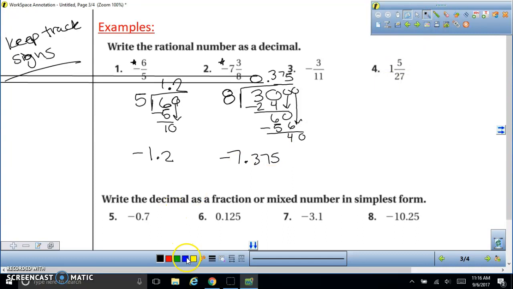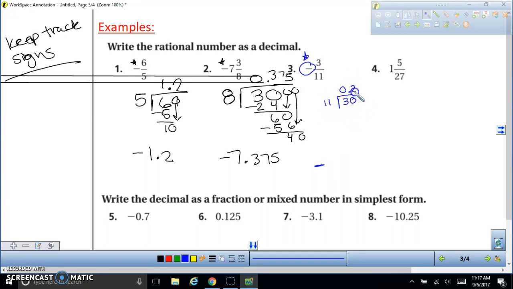Let me change colors. All right, problem number 3. Our answer is going to be negative, so make sure it's negative at the answer. Super important. That's what you keep track of. Top dog goes in the house. 11 goes outside. 11 doesn't go into 3 at all. Add a 0, add a decimal. Now we can put 0.